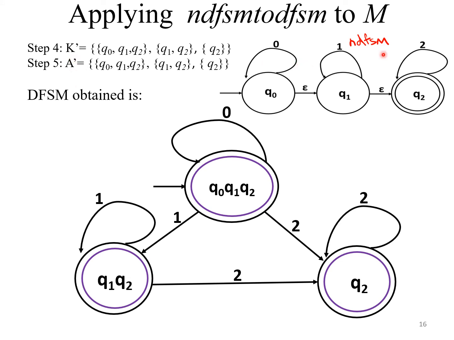in NDFSM the accepting state is Q2. In DFSM, wherever we have Q2, all the states will be accepting. Hence, all the three states Q0, Q1, Q2, Q1, Q2 and Q2 will be accepting or final states. So this is how we convert a given NDFSM to its equivalent DFSM by using the NDFSM to DFSM algorithm.